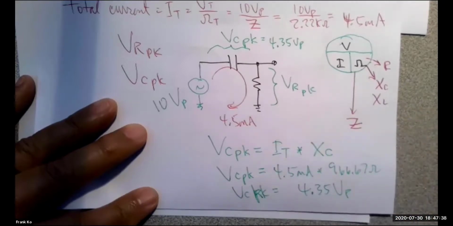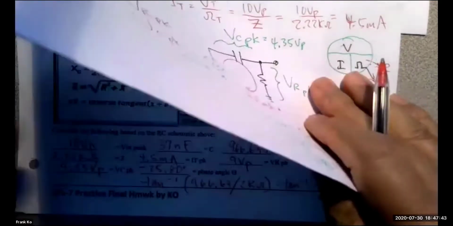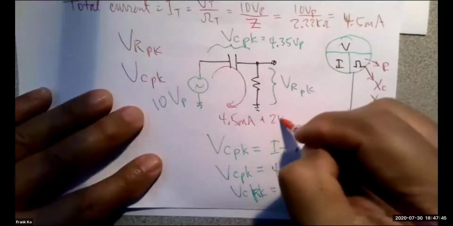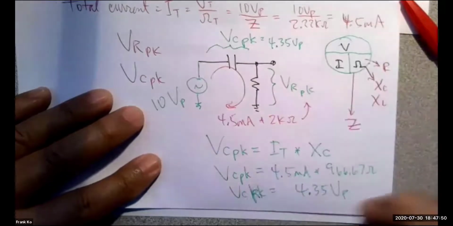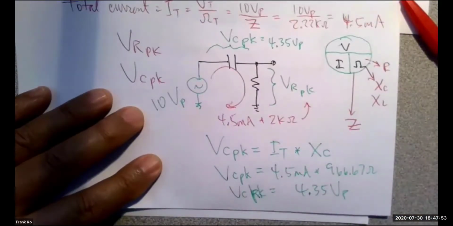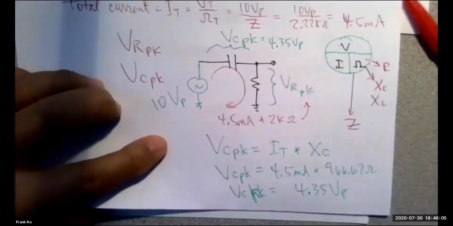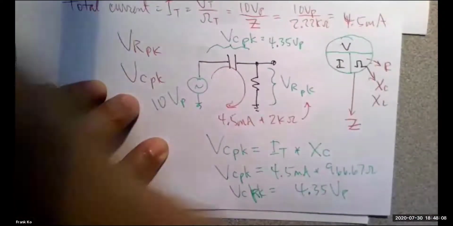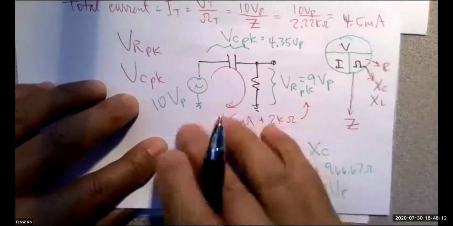What is my I? The I is this. And what is the R value? The R value was given in this case as 2 kilohms. So what is my VR peak in this particular case? Ephraim, do you have this voltage, please? Voltage across the resistor. Yes. Let me see. 1 second. I have 9 volts. I would have 9 volts here as well. So this is equal to 9 volts peak. Yes, that's correct.